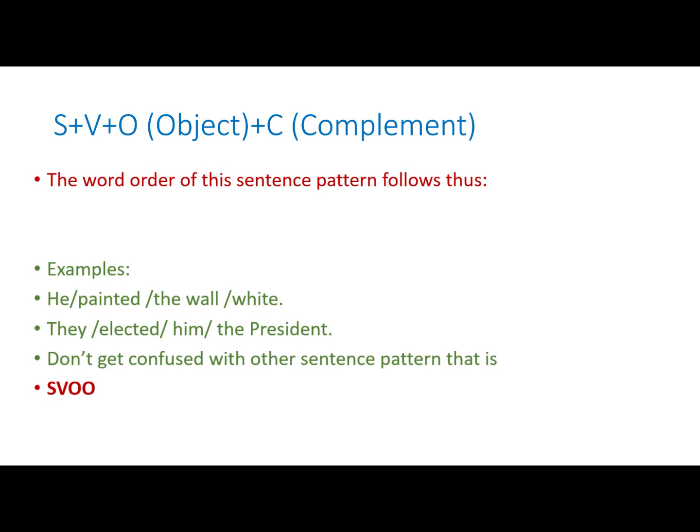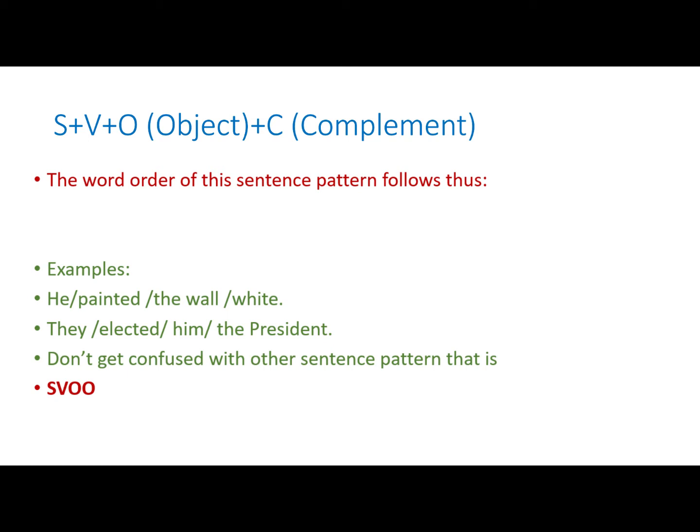Now let's understand it with this example. He painted the wall white. In this sentence, he is the subject, painted is the action verb, the wall is the object, and white is the complement, and it's called object complement.